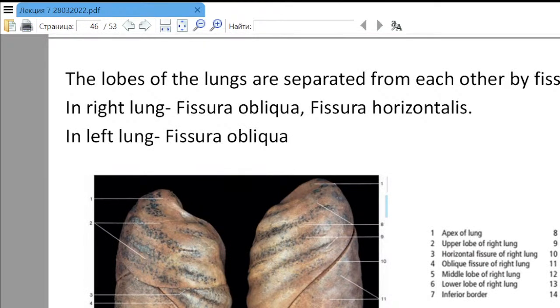The lobes of the lungs are separated from each other by fissures. In the right lung, fissura obliqua and fissura horizontalis. In the left lung, fissura obliqua.